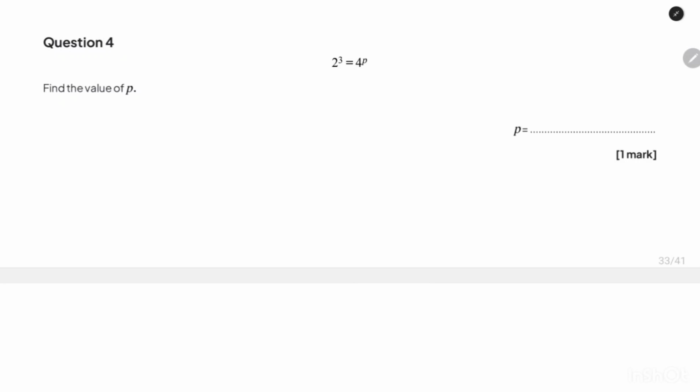On left hand side the base is already prime, so you don't need to do that. On right hand side it is 4, so 4 can be prime factorized as 2 raised to 2. So on left hand side it is 2 raised to 3, and right hand side it is 2 raised to 2 to the power p. Now power will be multiplied, so 2 raised to 2p.